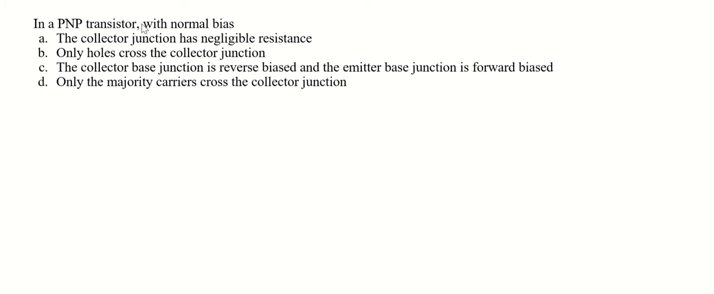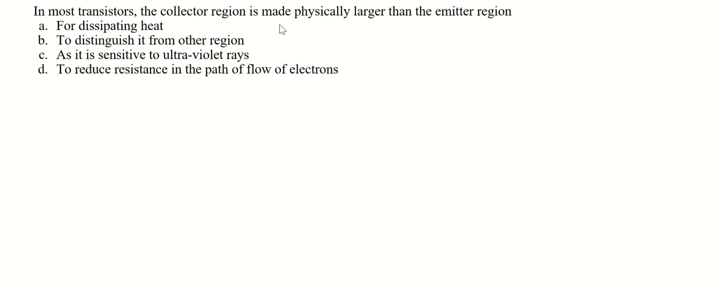Next question is, in a PNP transistor with normal bias, the collector base junction is reverse biased and the emitter base junction is forward biased. It is the normal biasing of the transistor to work in the active region. In most transistors, the collector region is made physically larger than the emitter region. The reason is for dissipating heat.